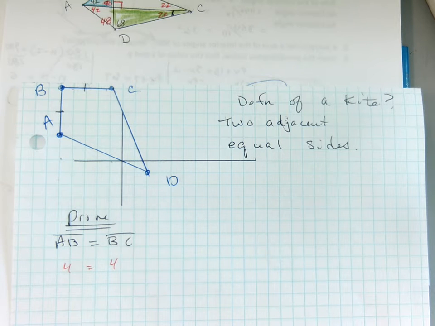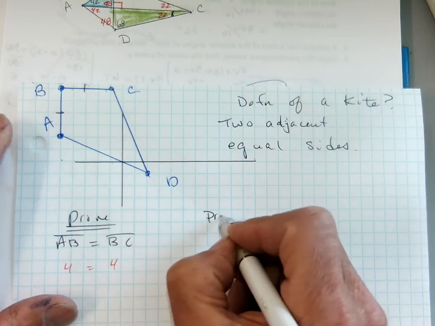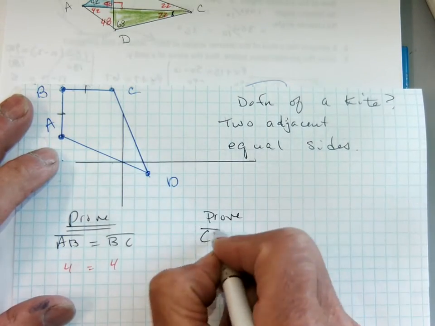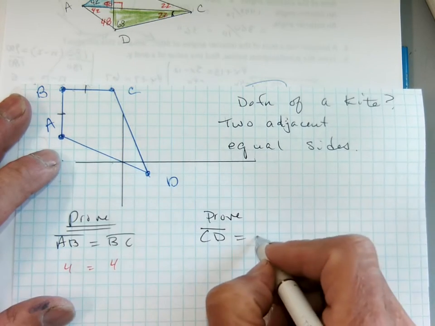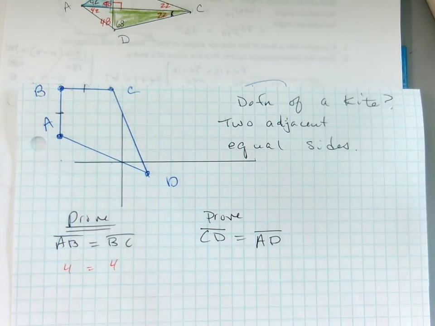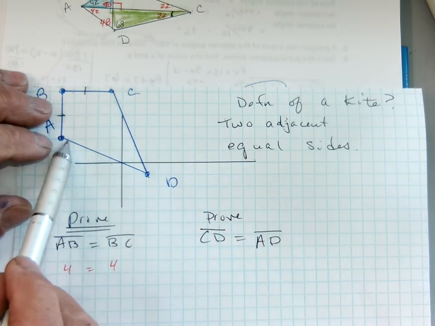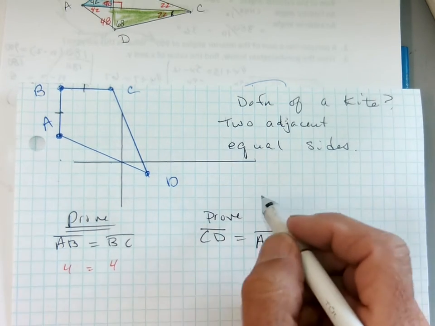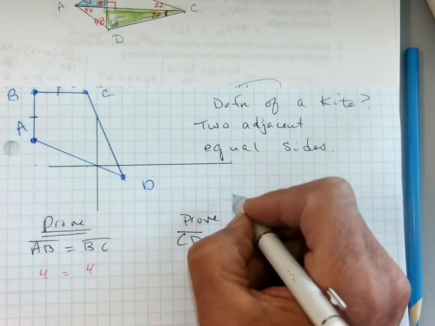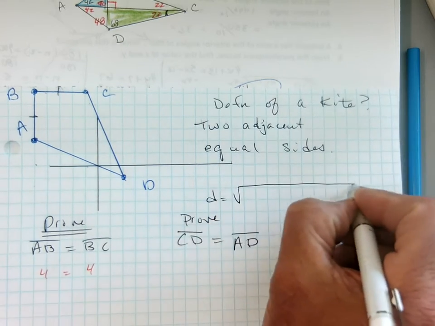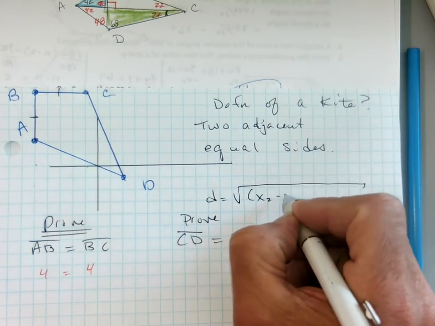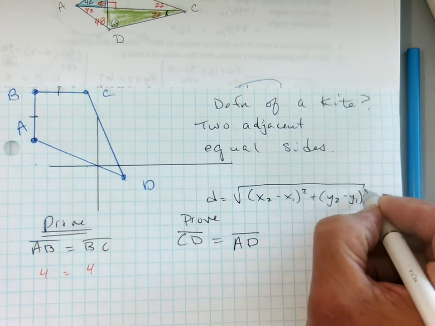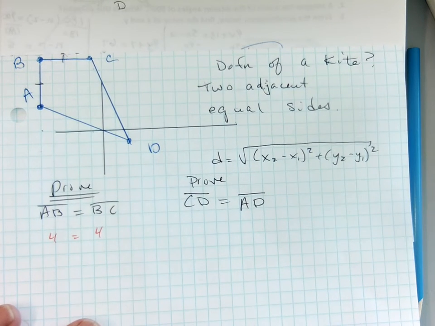But now the other, I also have to prove that CD is equal to AD. Well, how am I going to prove that? I mean, it just goes through the diagonal. I can't count this. But what I could do is one of two things. I could use the distance formula, which we learned a long time ago. I don't really want to do this, but you could do the distance formula: x2 minus x1 squared plus y2 minus y1 squared. Or what's an easier way than the distance formula to find out the length of that?